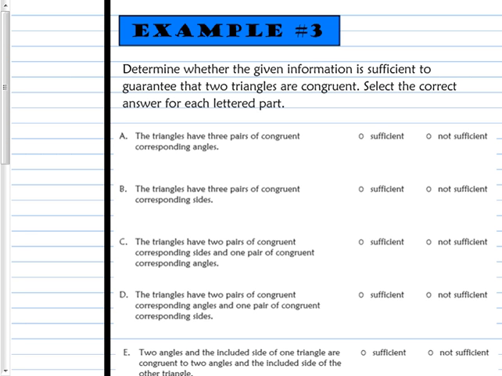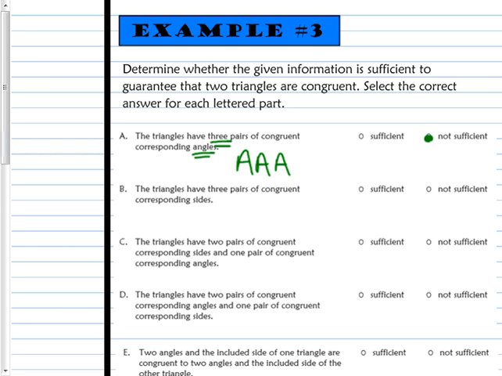The triangles have three pairs of congruent corresponding angles. So angles, three of them. So A. Can we prove triangles congruent using the AAA theorem? No, we cannot. So that's not sufficient. We haven't even learned the AAA theorem, if there even is one. But we did talk about in last class's notes in Module 5 that three pairs of congruent corresponding angles is not enough, okay? So AAA is not enough.